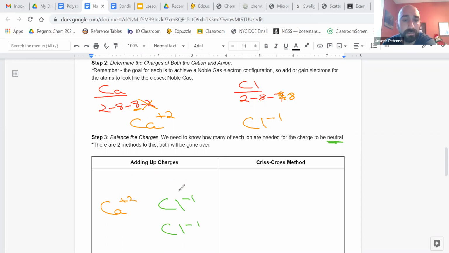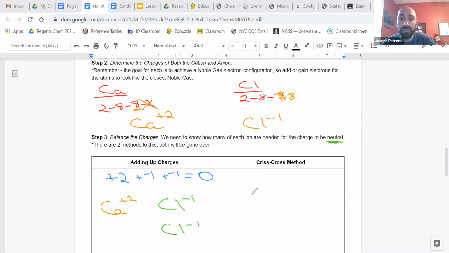So now we have +2, -1, and -1. So we'll see if this balances out. You might see, oh yeah, that should. +2 plus -1 plus -1. Add these up and you get a neutral charge, 0. So what this says is that we need 2 chloride ions for every 1 calcium ion in order to balance out the charges and make it a neutral compound. That is going to help us get the formula.